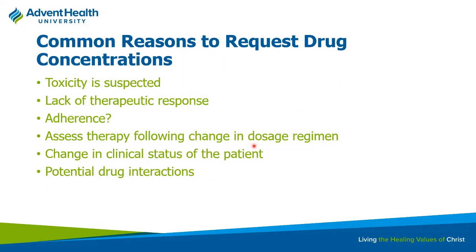Anyway, other reasons why we might check a concentration is toxicity suspected. Are we getting a lack of therapeutic response? Again, the adherence thing comes up quite frequently as well. And then oftentimes once we make a change in therapy, we change the dose or the interval, you can go back and check the level again to see, once they achieve that new steady state, are they now in range, right? You want to check your work to make sure what you did was appropriate there. Changes in clinical status of the patient, and then also drug interactions. These are the most common reasons why you'll generally check a level for a drug.